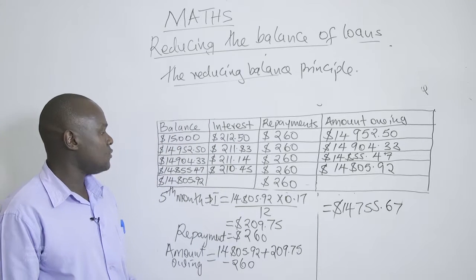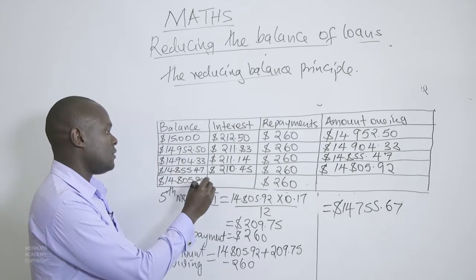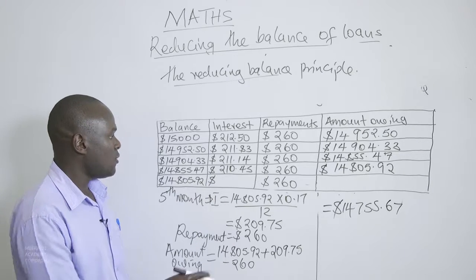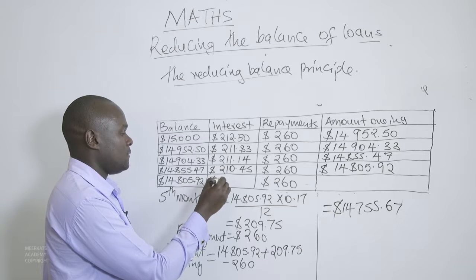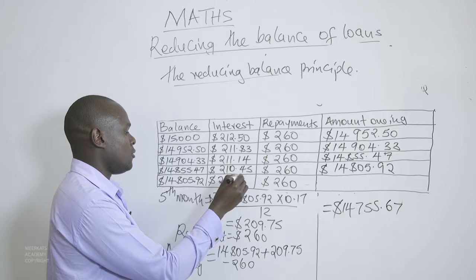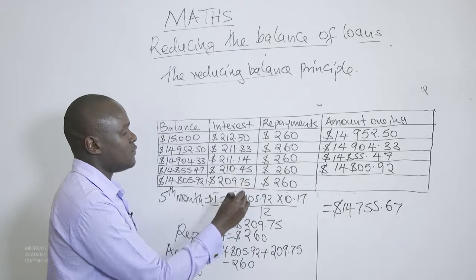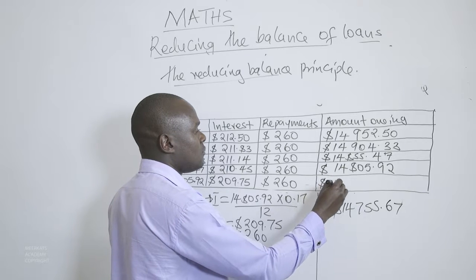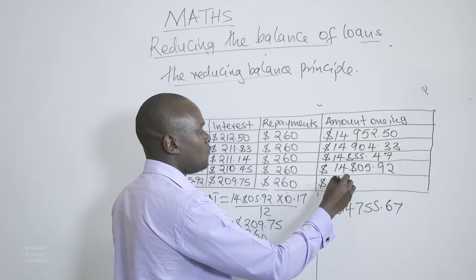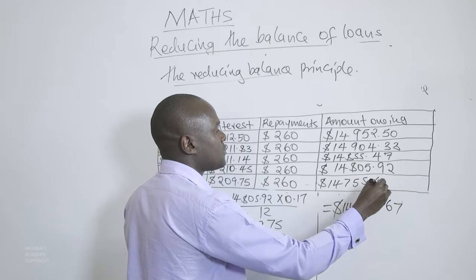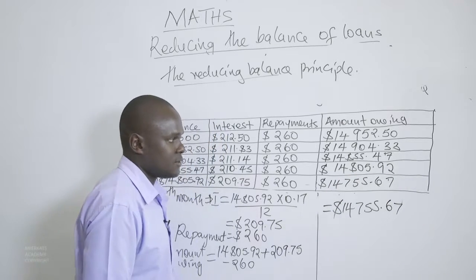So the interest during the 5th month that is supposed to be paid is called the interest due. The interest due is $209.75, and the amount owing is $14,755.67.